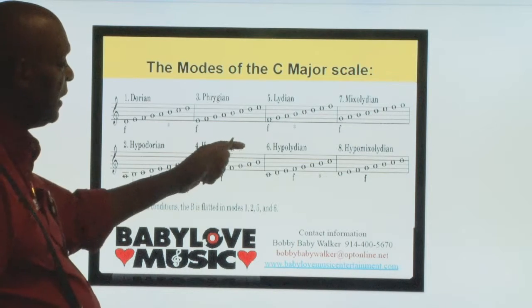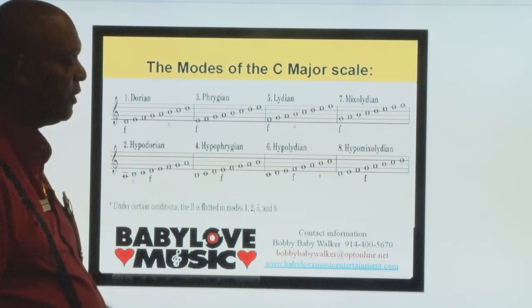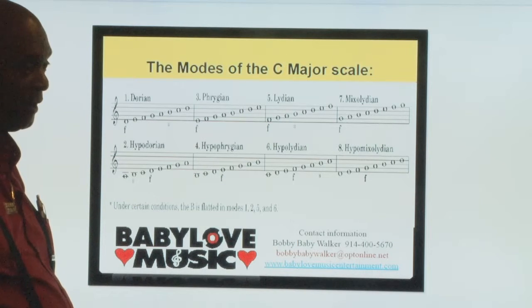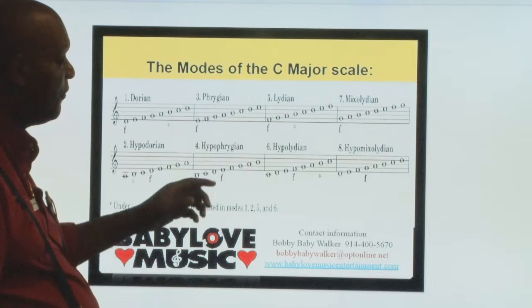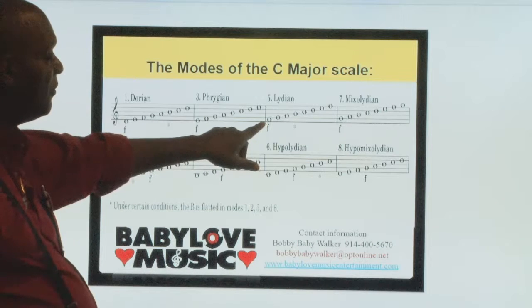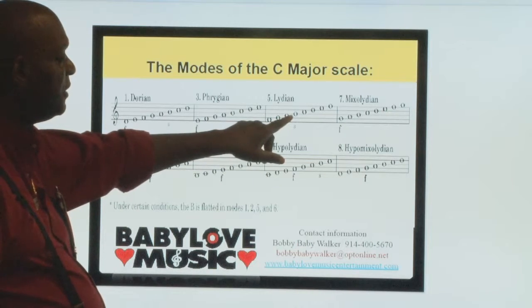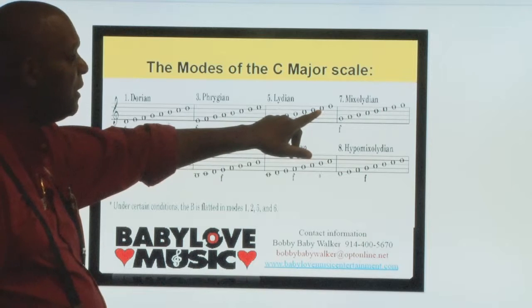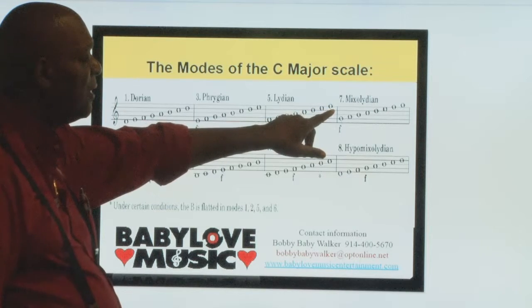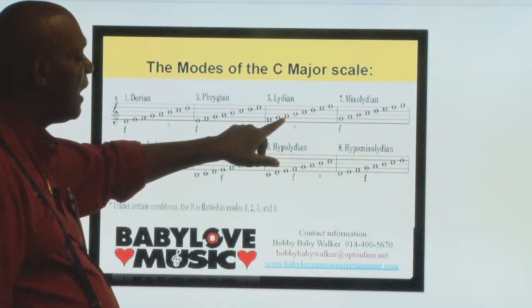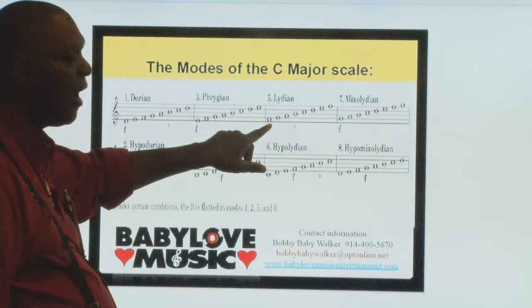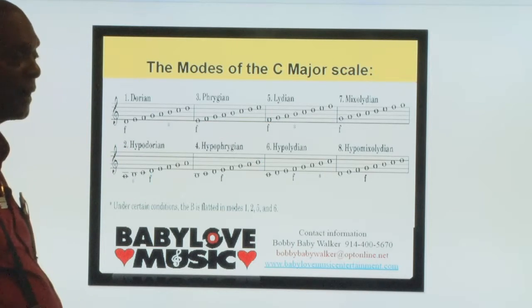The next one is F, which is the Lydian mode. So it's do, re, mi, fa. Fa, sol, la, ti, do, re, mi, fa. Fa, mi, re, do, ti, la, sol, fa. That's the Lydian mode.